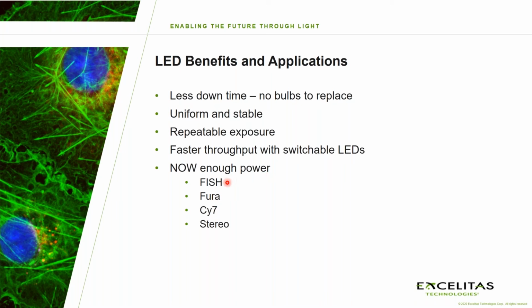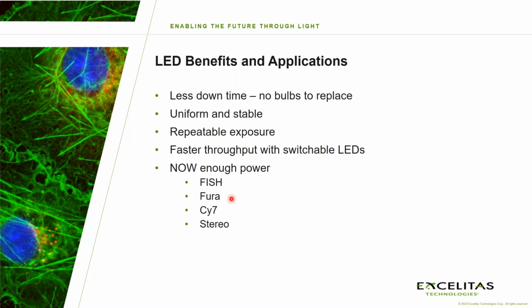Fura 2 is a calcium application. With Fura, you're using 340 nanometers and 380 nanometers, which traditionally only xenon has been able to do. But now there are LEDs that are able to excite in the Fura region. Cy7 and beyond is between the 750 and the 800. A lot of people are moving to a lot of the infrared dyes, such as IR 800, and there are LEDs available in those regions.